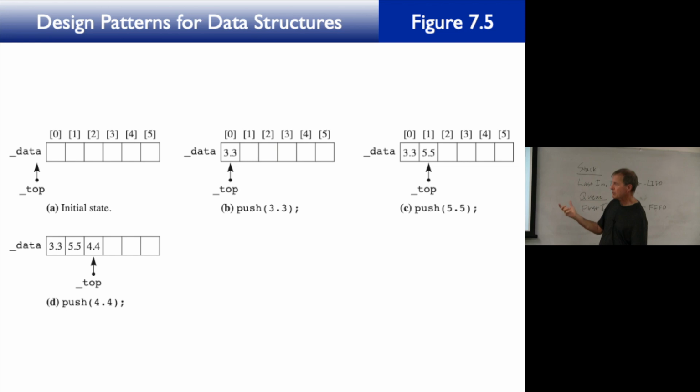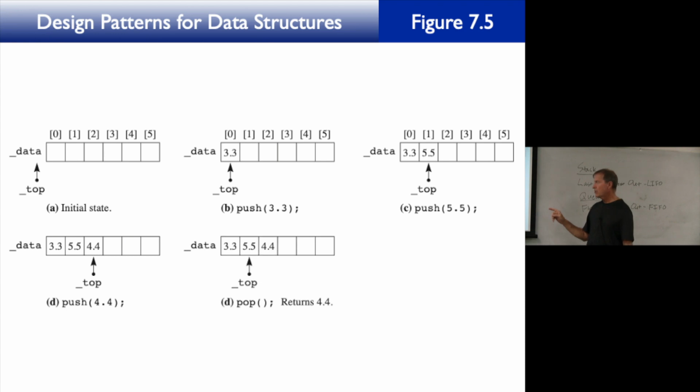First of all, what do you have to return? Top. No, data sub top. You have to return data sub top. And then what do you have to do with top? Decrease it. But now look in part D. Notice what happens is you decrease it. Now what happened to that 4.4? It's still there. Why change it?